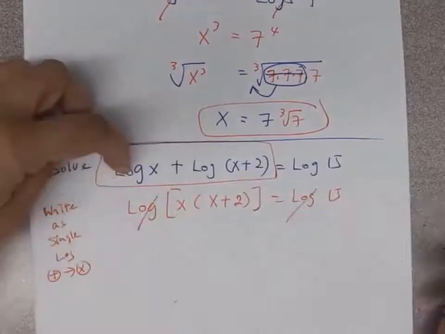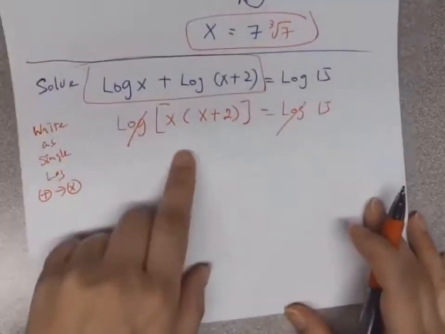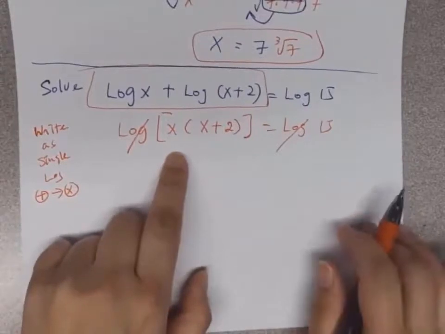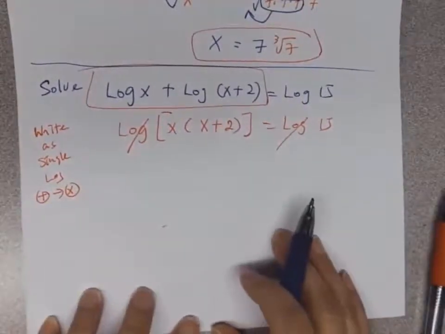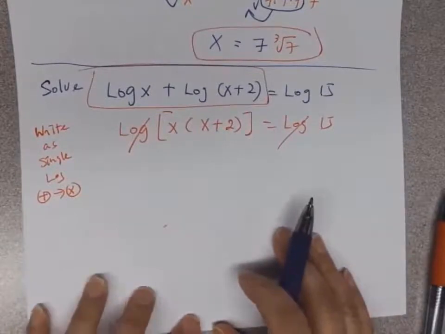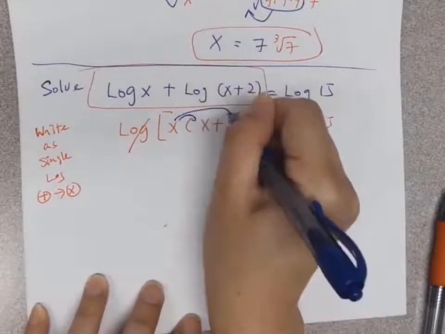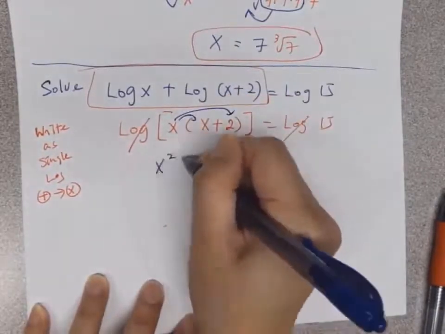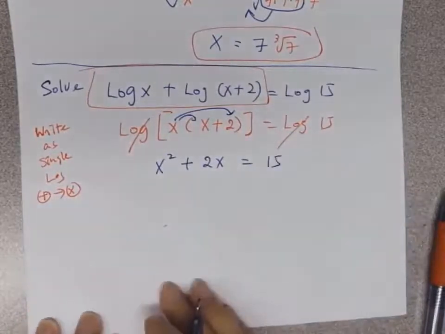So when you have just one term on each side, then that's the time you can cancel. Some people try to cancel at the very first step. That would be the common mistake. So once they are a single log, then you can cancel. All right. So now let's see. We can multiply them together, right? So after we distribute, what do we get? X squared plus 2x equal to 15. And then what?